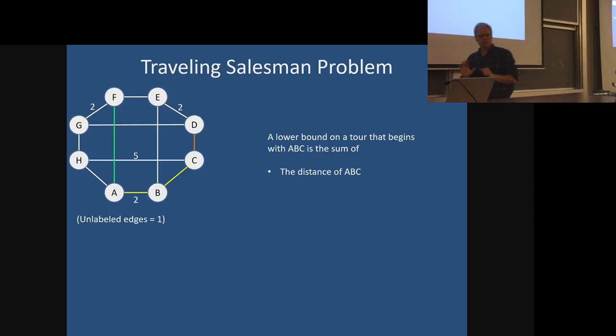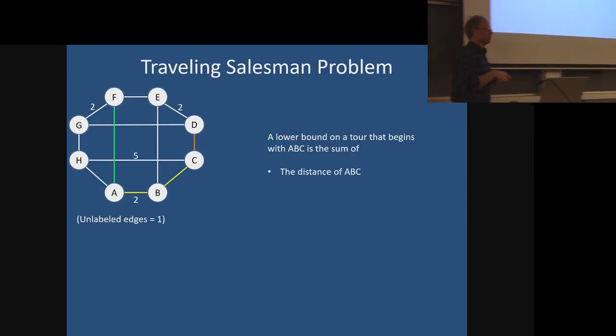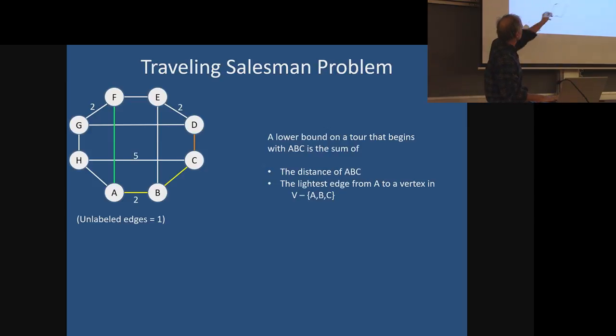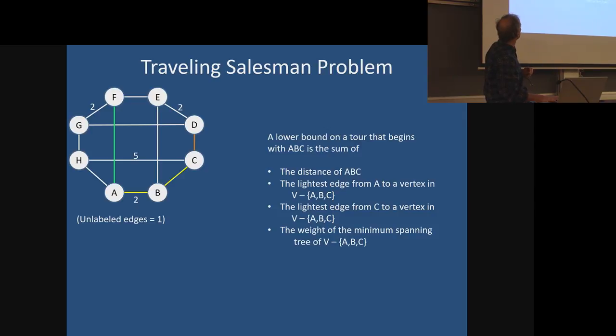So I don't recommend you use this technique. This is to illustrate branch and bound. You need to find cheaper ways of doing the bounding, and we'll talk about some possibilities. Okay, so let's see how it would work. We're going to take the distance of A, B, C, the lightest edge from A to one of the out vertices, the lightest edge from C, and the way the minimum spanning tree would be.